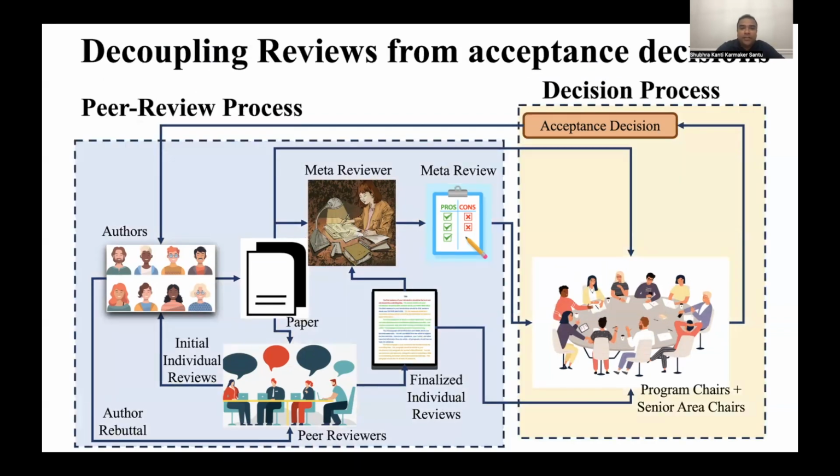What ARR does is decoupling these reviews from the acceptance decision. As you can see from this picture, the whole process can be divided into two parts. The first part we call the peer review process, where the authors have submitted the paper and it goes through the traditional peer reviewing and meta reviewing stage. And the later part is an acceptance decision to a particular venue that is mostly taken by the program chairs and the senior area chairs.